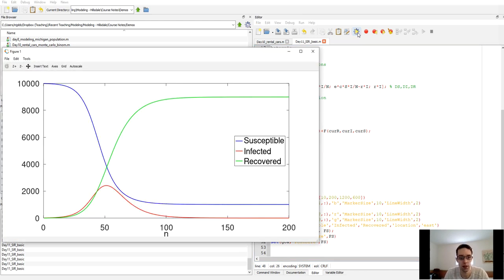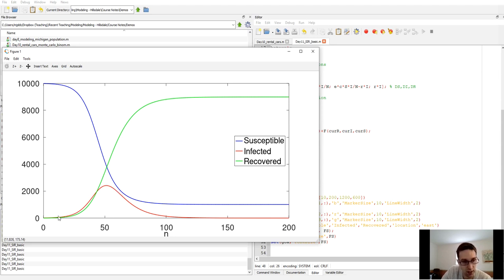And you notice we get a nice curve here. The susceptibles go down over time. So we started out with close to 10,000 susceptibles, but in the long run, it looks like somewhere around 1,000 people are susceptible. The recovered goes up over time, and it asymptotes to maybe around 9,000. And then the infected initially rises relatively quickly. It peaks at somewhere between 2,000 and 3,000, and then decays and goes back down to 0.